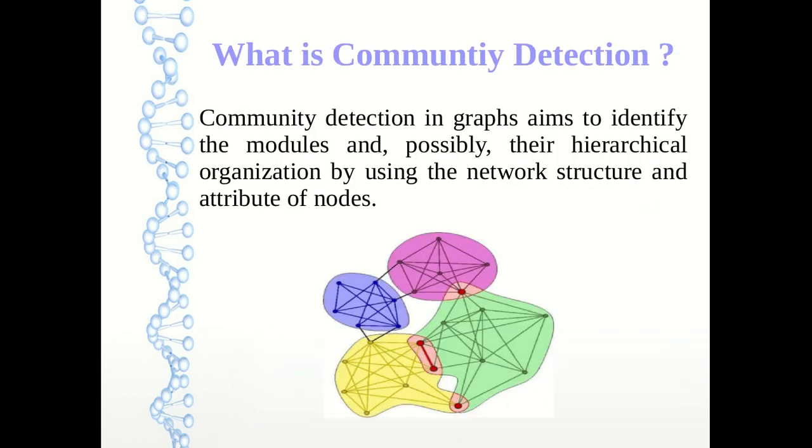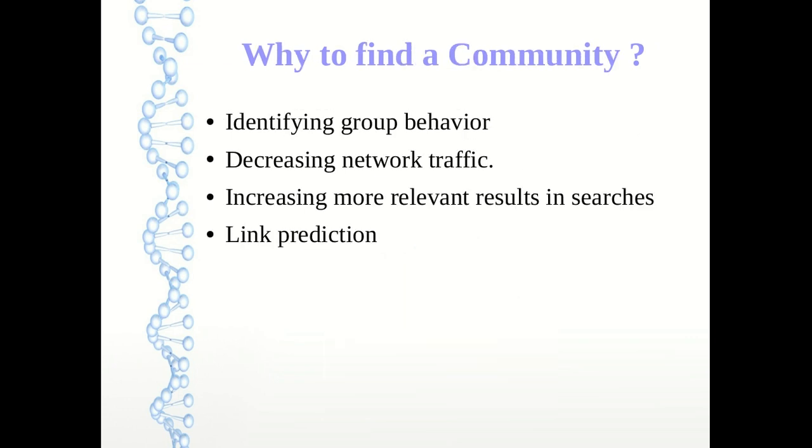What is community detection? Community detection in a graph aims to identify the modules and possibly their hierarchical organization by using the network structure and attributes of the nodes. Why do we need to identify communities? There are four major reasons: identifying group behavior, decreasing network traffic, increasing more relevant results in searches, and link prediction.